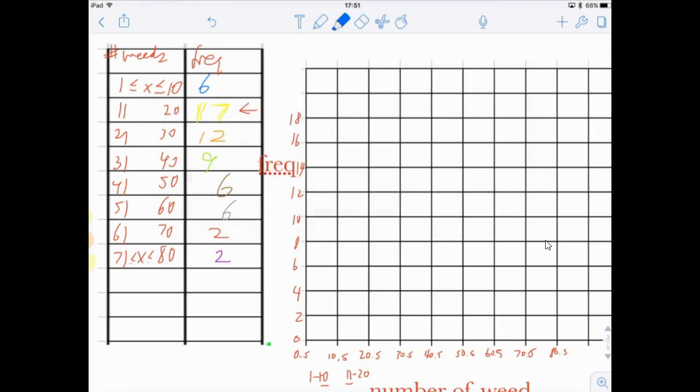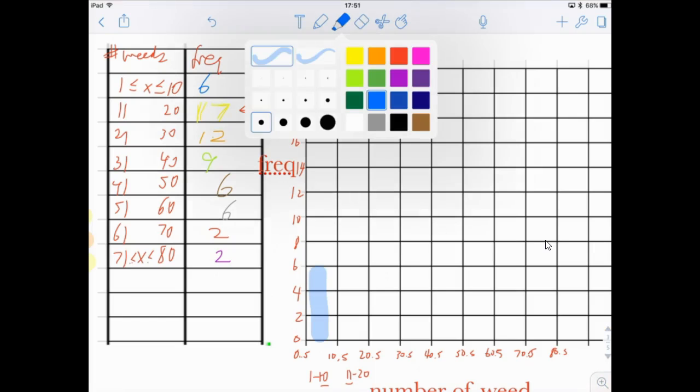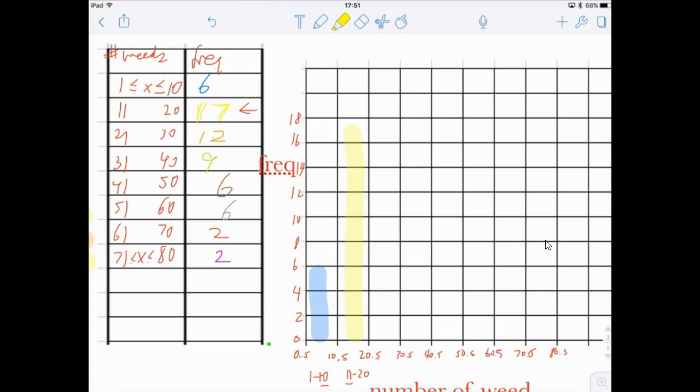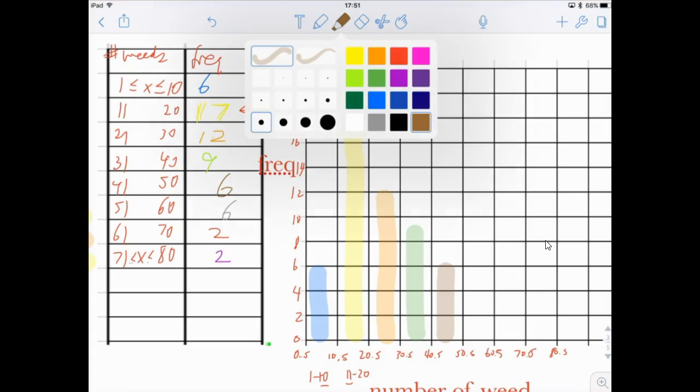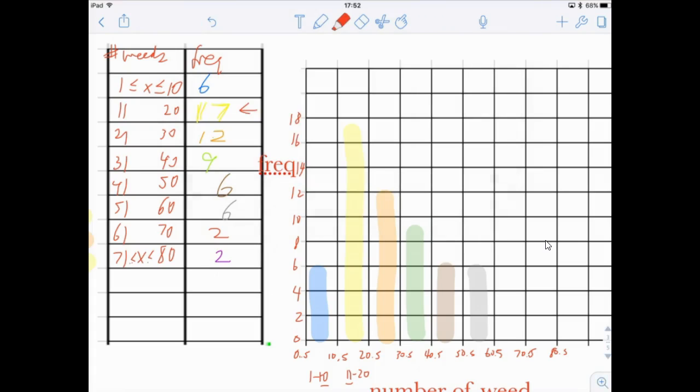The first one, I'm going to go up 6 here. Go up 6. And then the second one, I'm going to go up 17. Halfway there. Next one's 12. Next one is 9. Halfway there. This next one is 6. Next one is 6. Next one is 2. And next one is 2. Oh, the next one, this was 17, right? So let's see. This one actually 17, 12, this one's 9. Okay, so that's how it works.